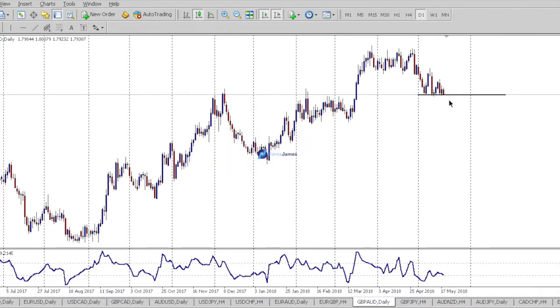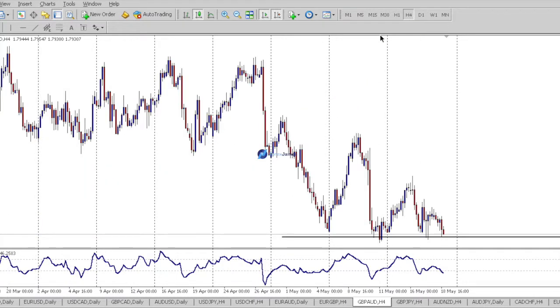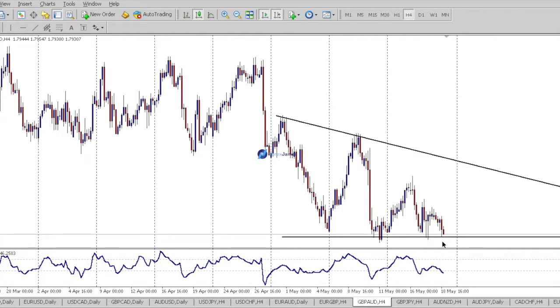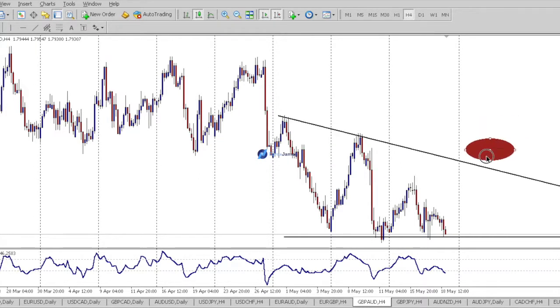Pound Aussie, price is continuing to push to the downside here. This is a triangle actually, right? The bears are coming in pretty strong. I'm not sure if it's gonna break right away. If it doesn't, if it bounces up a little bit, I'm gonna look for shorts right there.